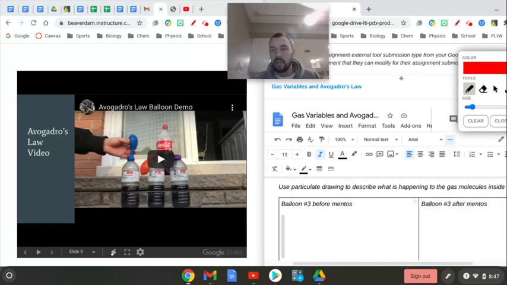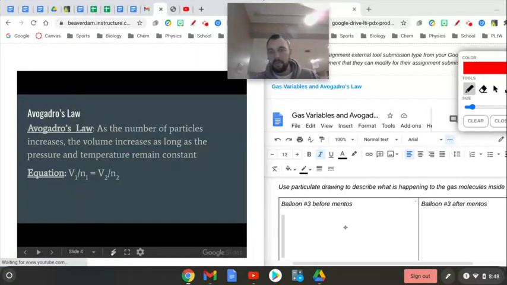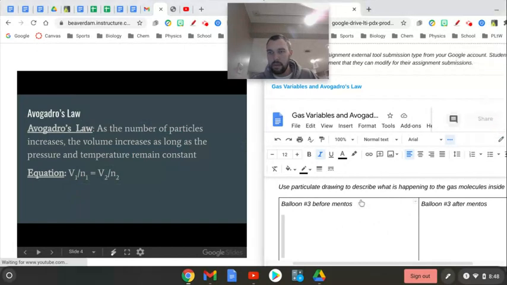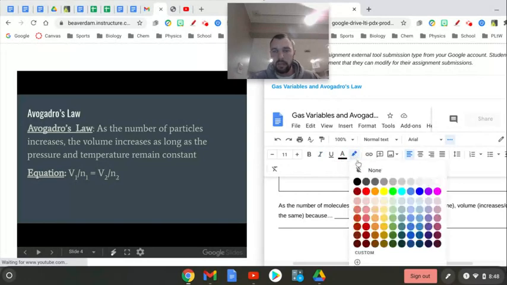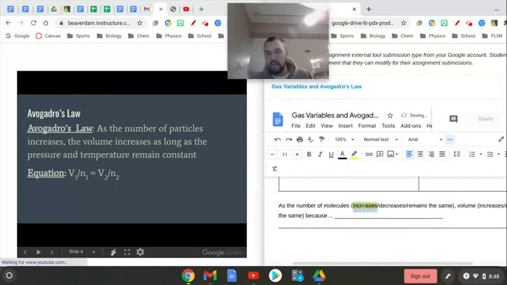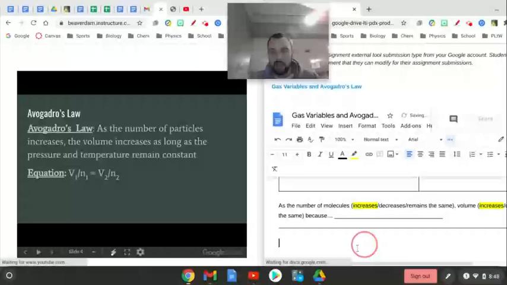So now let's take a look at Avogadro's notes. So let's get a little specific here. Oh, here, I forgot this part. As the number of molecules increases, because we put more Mentos in there, I'm going to highlight that. You could delete the rest or change it red. It doesn't matter. What happens to the volume? Well, if we have more particles, they need more space. They're going to have an increase in volume. Let me just make that the same.